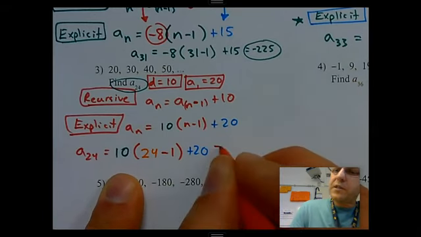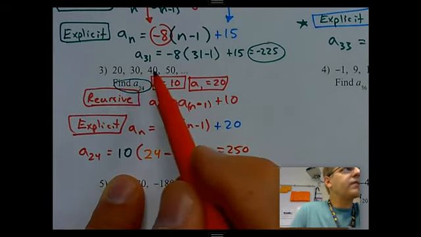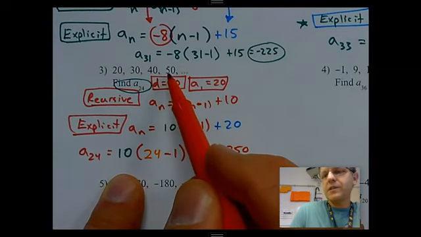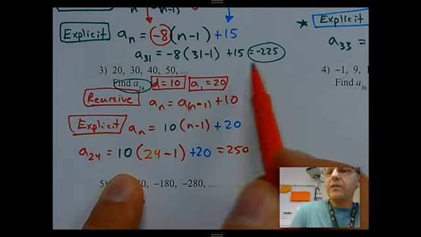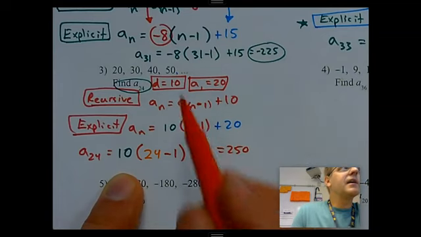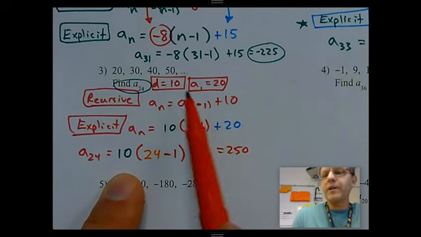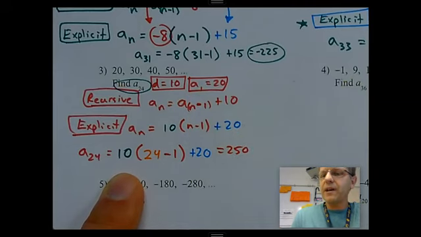Is that a reasonable answer? Well, let's look. This was 20, 30, 40, 50. You know, you could say 60, 70, 80, 90, 100, right? It's going to be a multiple of 10. This is a multiple of 10. And it's going to be bigger than 50. This is bigger than 50. It's going to be quite a bit bigger than 50. I think that looks like a very reasonable answer.